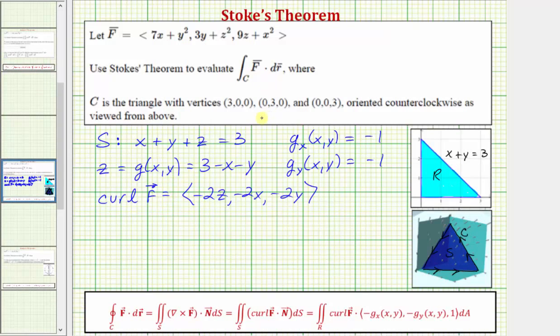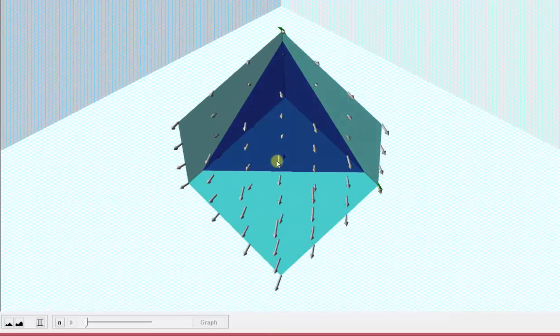So going back to our first slide, we now know the curl of the vector field f. So applying Stokes' theorem, the line integral along the curve C, which is a closed curve, of f dot differential r equals the double integral over the surface S of the curl of the vector field f dot n differential S, which is equal to the double integral over the region R, where the region R is a projection of the surface S onto the xy plane, which is shown here.